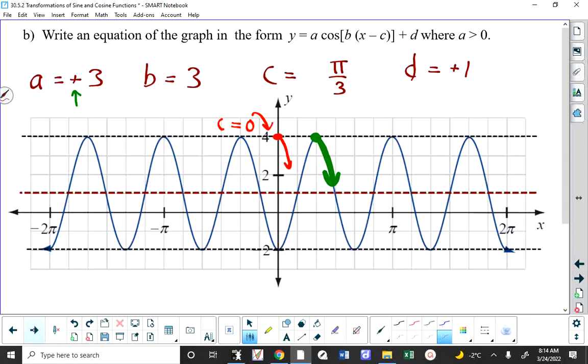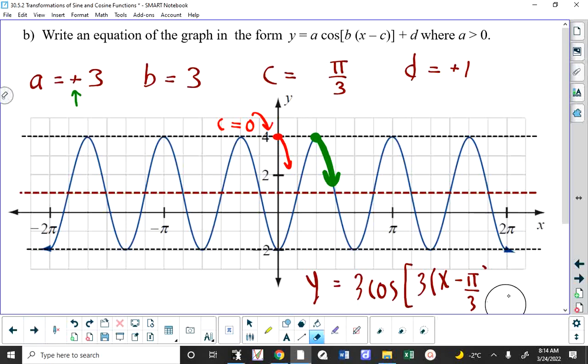So now we can write out the equation of the graph. As a cosine function, it's y equals a, which is 3, times cosine of the entire quantity of b, which is 3, times x minus c, which is pi over 3. Close brackets on that entire argument. And then we have to add d. So that's the equation of the cosine function.